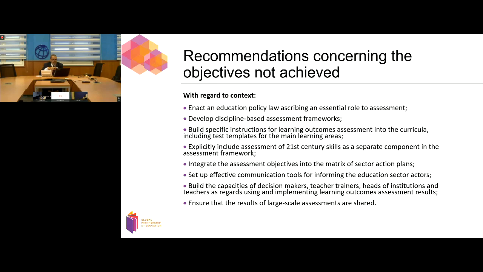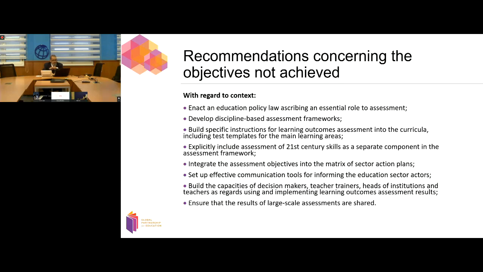We propose also to develop discipline-based assessment frameworks, and to put in the syllabus specific directives, explicitly include assessment of the 21st century skills, because we notice that 21st century skills do not exist as such, and yet all the people we talk to think that 21st century skills are essential, and we can find them here and there. So the proposition here is to integrate 21st century skills in the assessments.